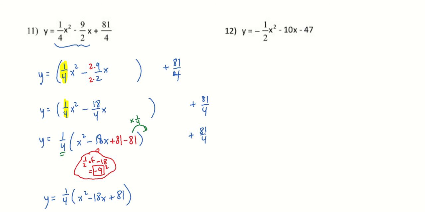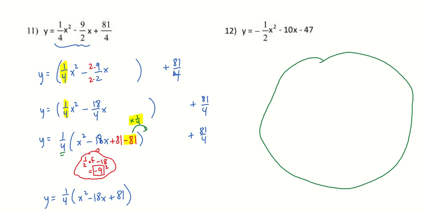Now, negative 81 times a quarter. Let's just work over here on the side. Negative 81 over 1 times 1 over 4. If we do that multiplication, that's just negative 81 over 4. Let's leave it in fraction form. So negative 81 times a quarter is negative 81 over 4, plus 81 over 4. Wasn't that handy?